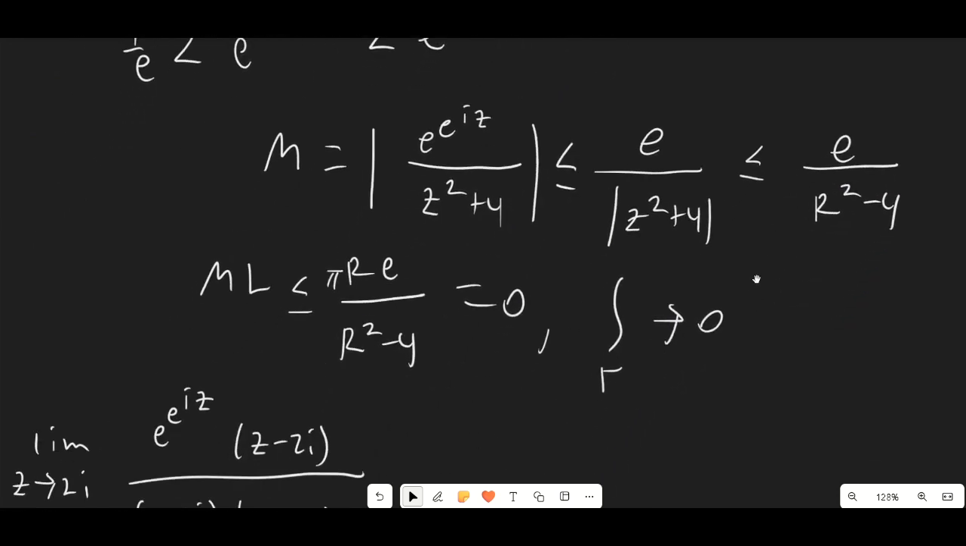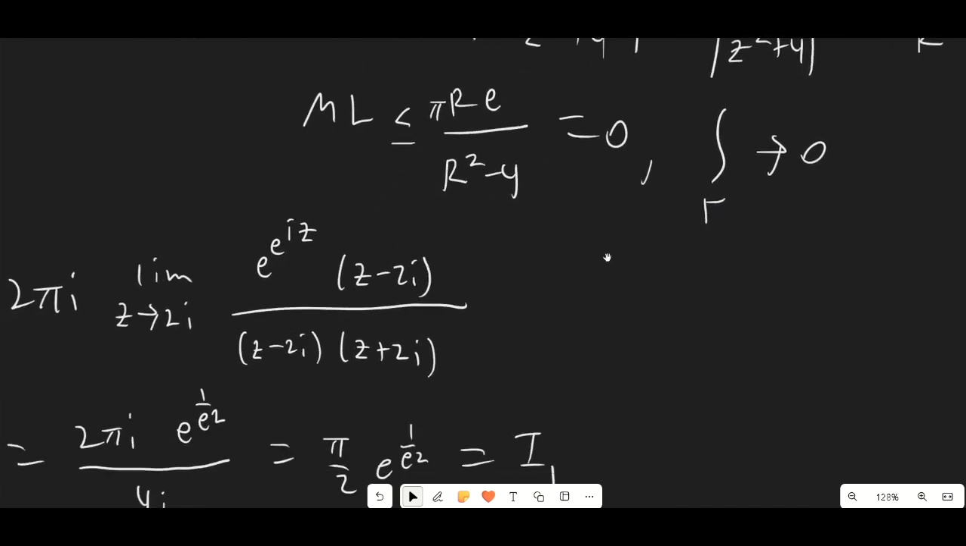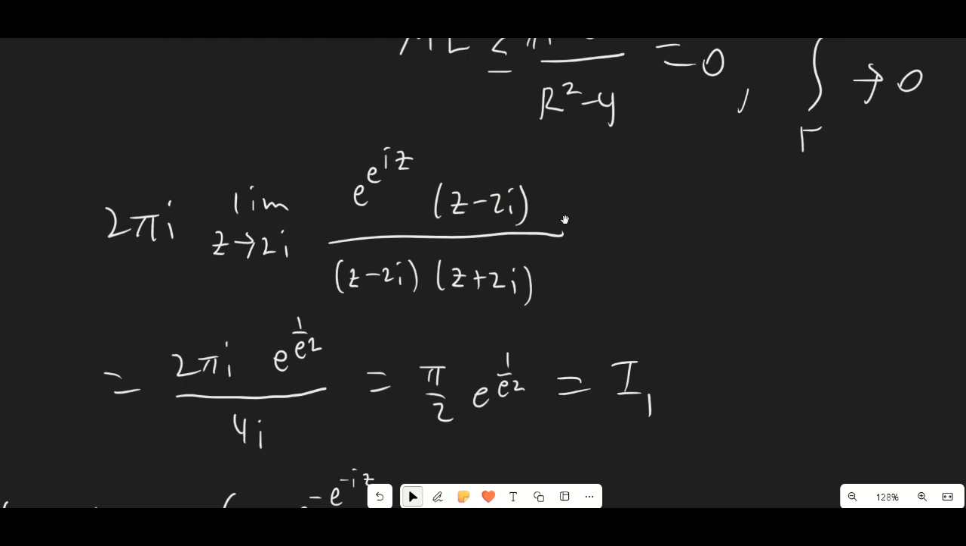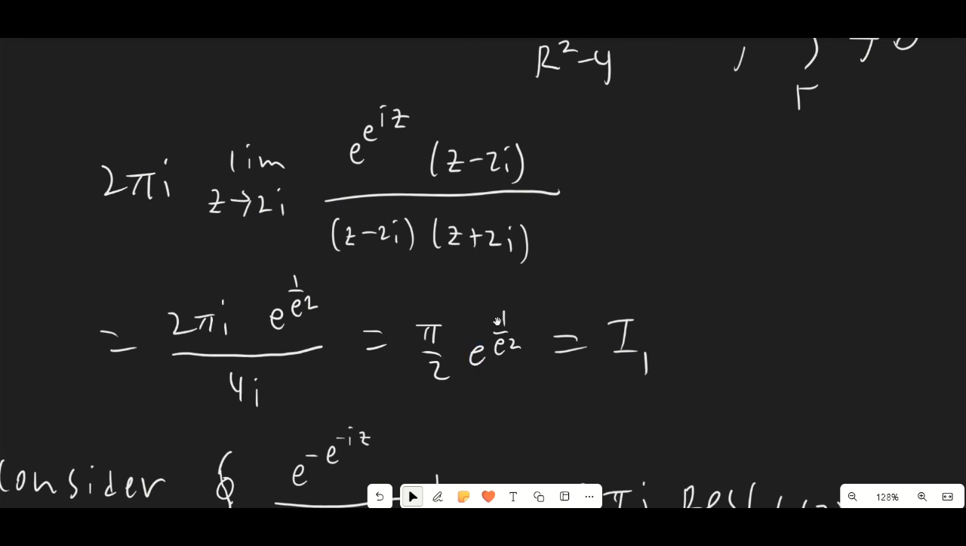This means that for ML, we're just going to multiply this right here. That's going to be less than or equal to pi r times e over r squared minus 4, because pi r is the length of that large contour, and as r goes to infinity, this just becomes 0, so that means our gamma contour integral goes to 0, which means that our integral I1 is just equal to the residue at z equals 2i. So we go ahead and calculate this limit. It's not very difficult to calculate, so I'm not really going to go over that, but we end up with pi over 2 times e to the 1 over e squared, and that's our value of I1.